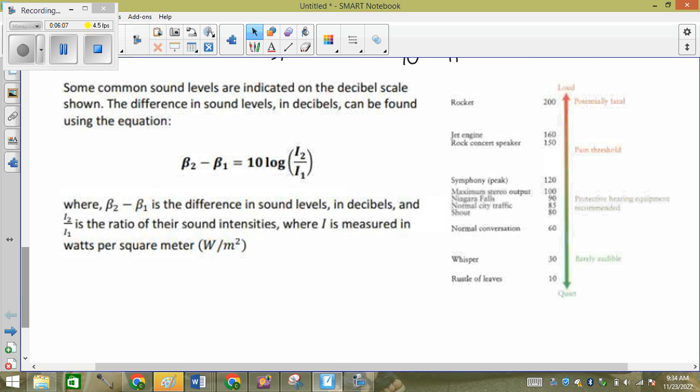So some common sound levels are indicated in the decibel scale shown. The difference in sound levels in decibels can be found using this formula, where B2 and B1 are not decibels, they're actually bells. So what the heck does that mean? Well, in your little stepping scale, you had decimeters and meters, right? You would have deciliters and liters, correct? This is just decibels and bells.